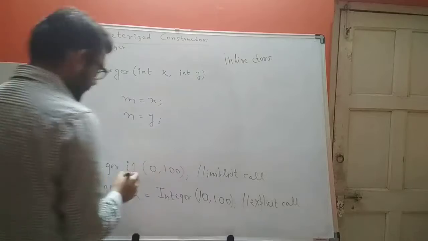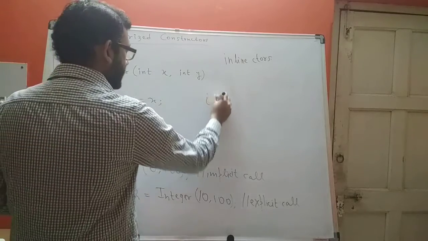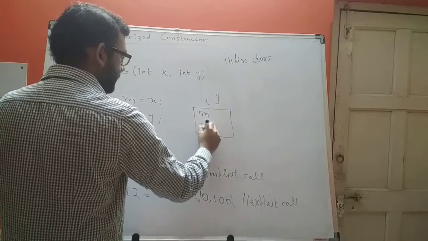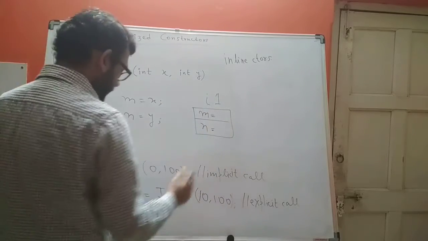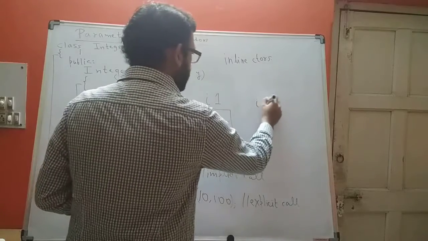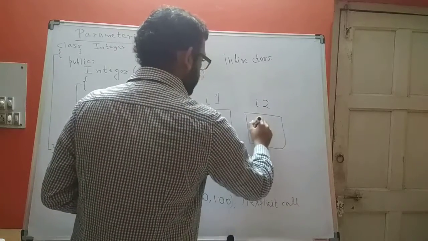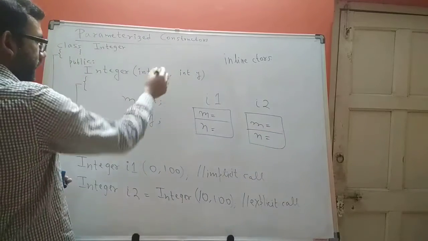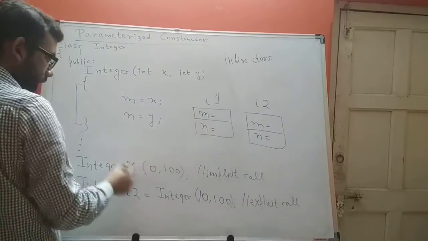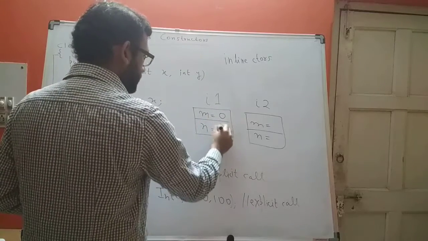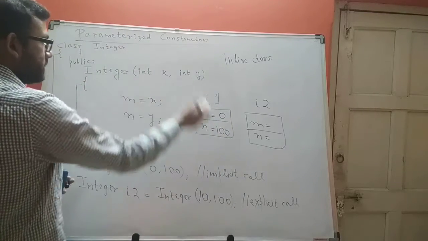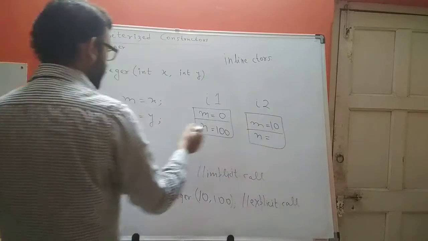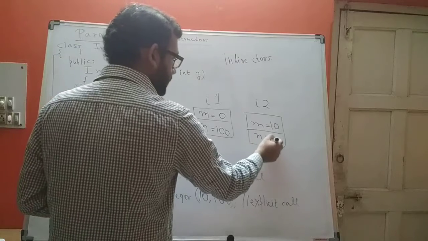So the moment I create I1, I'll just extend this point a bit. I1 gets its own copy of the data members M and N, right? Similarly, when I create the object I2, it will also get its own copy of M and N. So since 0 is passed to X and 100 is passed to Y, for I1, I'll have 0 for M and 100 for N. And since 10 is passed to X and 100 is passed to Y, I'll get 10 for M of I2 and 100 for N of I2.